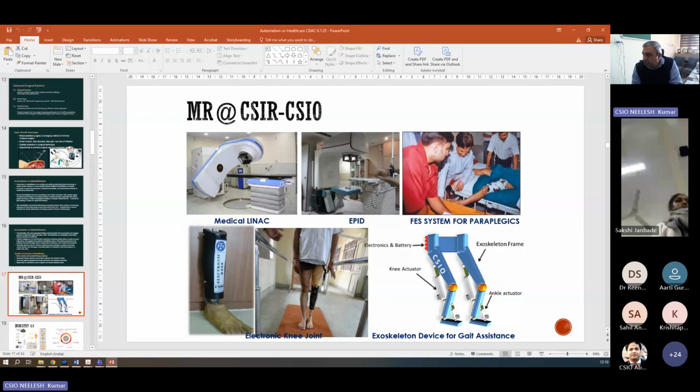Madam Aarti, Dr. Apur, hello. Yes, sir, good morning. Can you see the slide on which I am? Sir, the first slide is medical linac. Yes, the first picture.